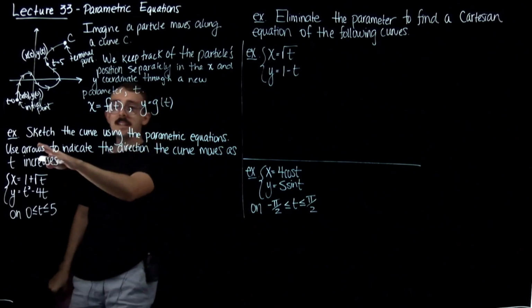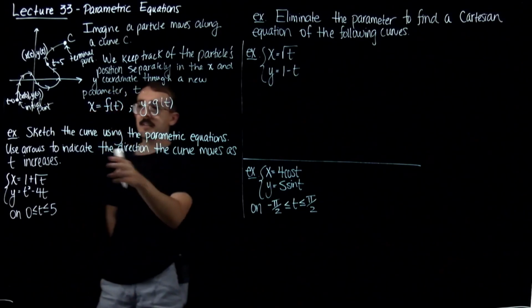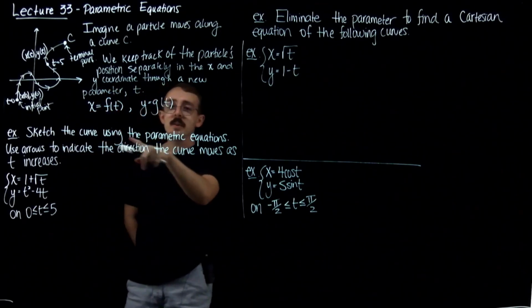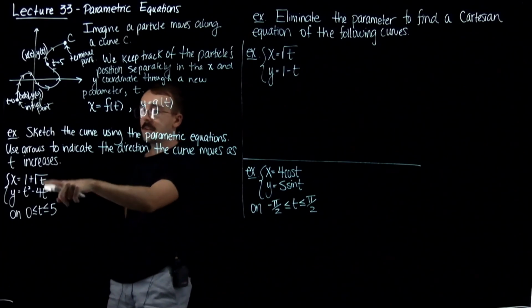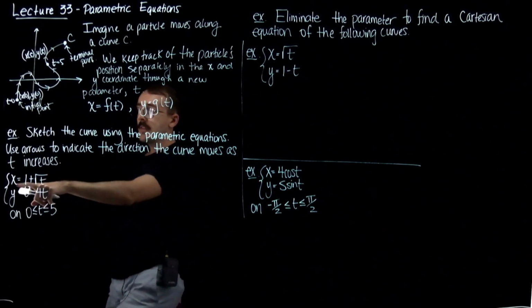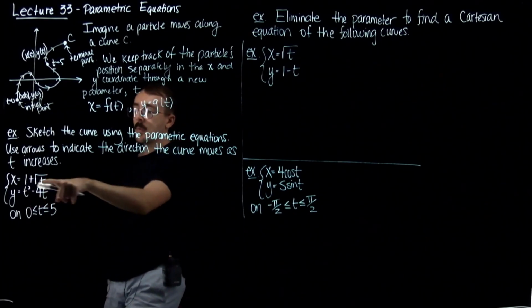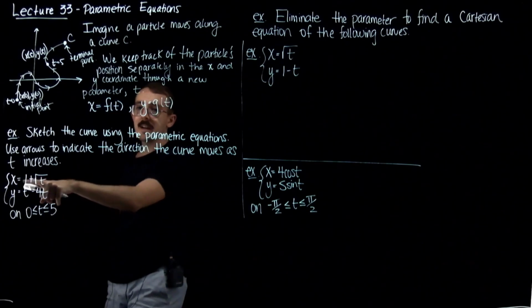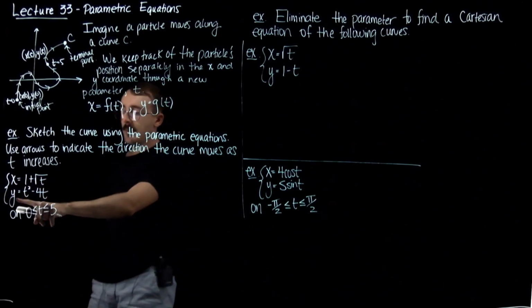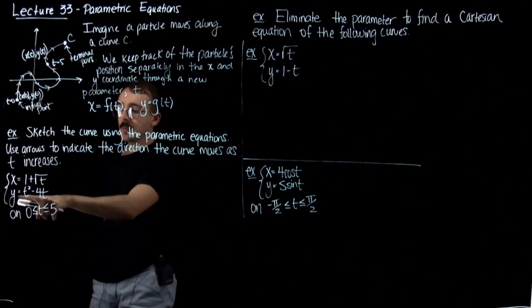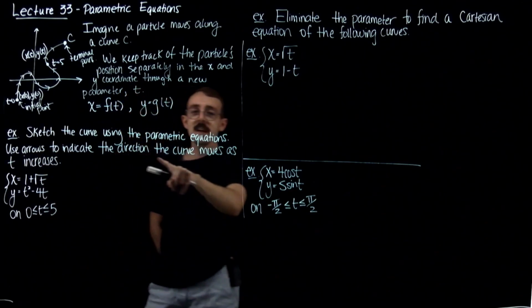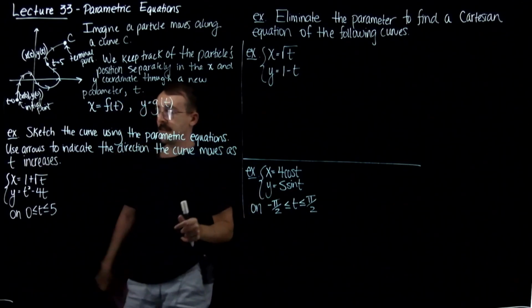So let's take a look at an example where we sketch a curve ourselves. We're going to sketch the curve using the parametric equations. So here are the two parametric equations. The first one tells you the x coordinate and where it's going to be at any given time t. And then same with the y here. This separate equation explains where the y coordinate is going to be at any time t. And we're also going to use arrows to indicate the direction that this curve is moving over time.